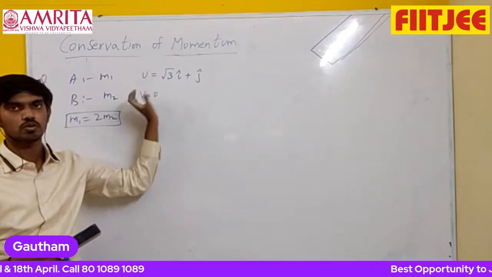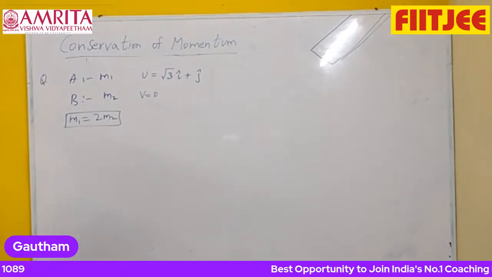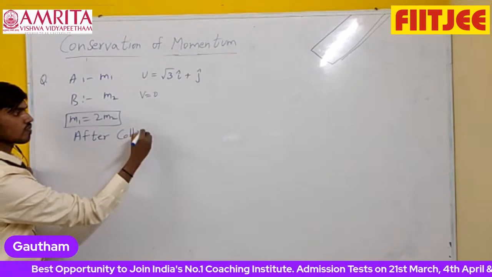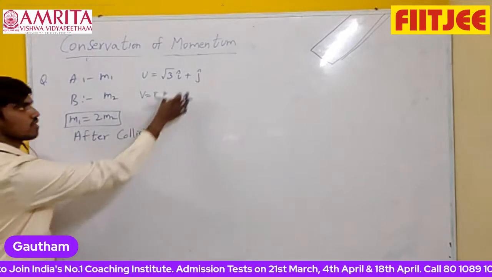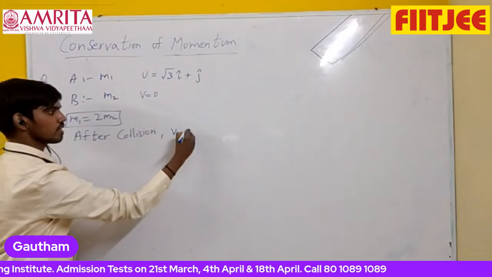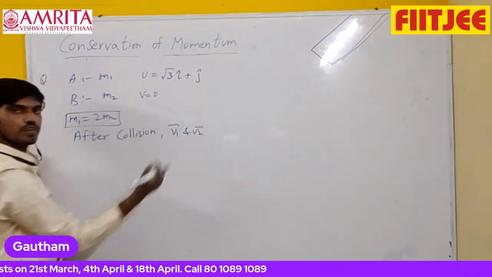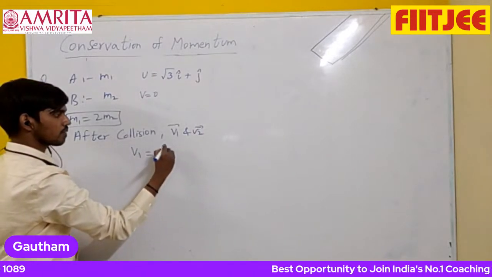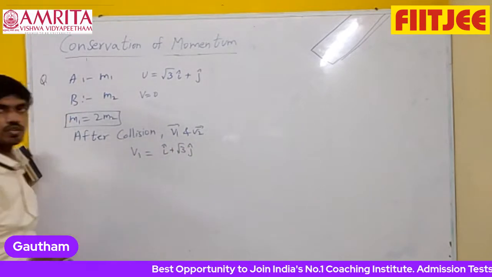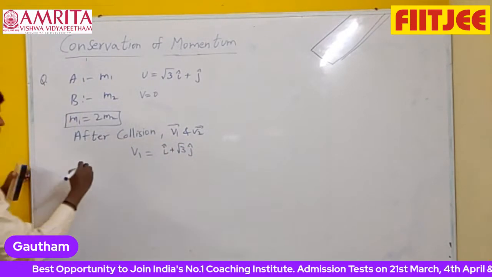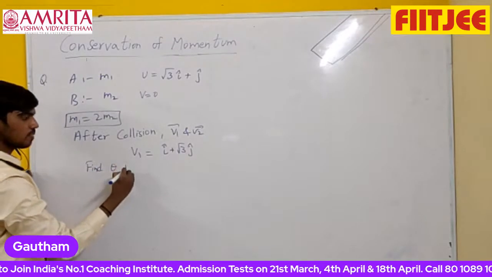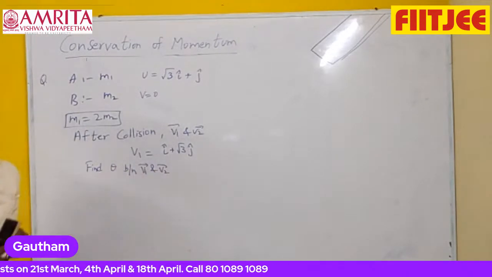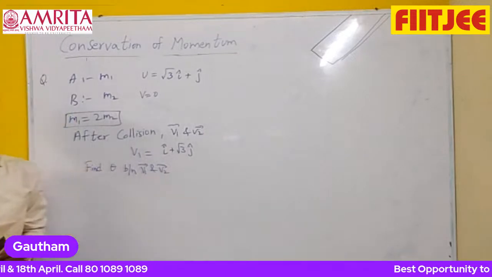I am giving only the final information. So these are the initial velocities. After collision, v1 and v2 are the velocities of A and B. Here the value of v1 is also given: v1 is equal to i cap plus root 3 j cap. In the question you have to find the angle between v1 and v2. So finally, what is the angle between the two velocities?